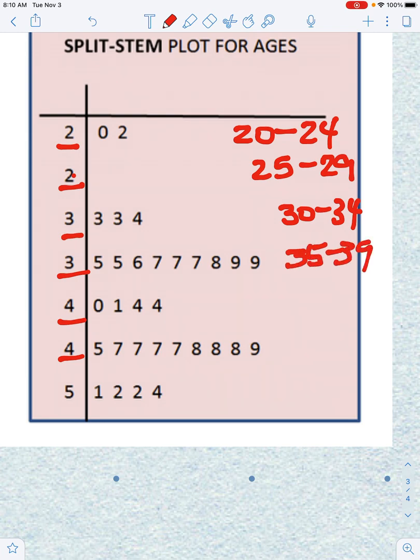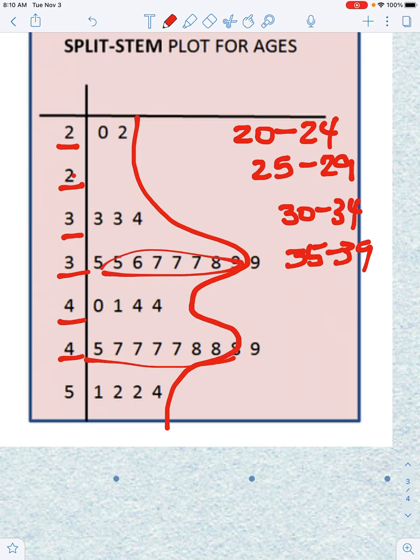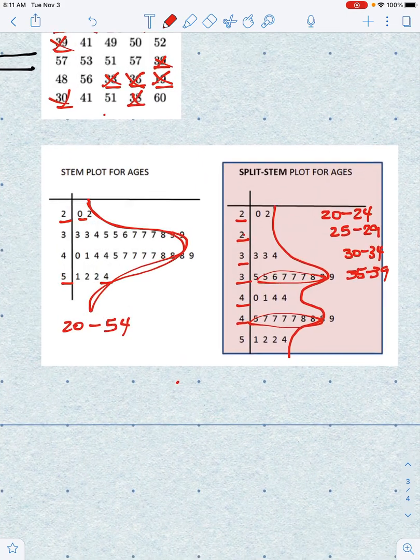Now, in doing that, we can now see that our data actually has a double center. Yes, there's two, we almost call it bimodal, because there are two areas where they're very popular values to have, 35 to 39 and 45 to 49. So this helps us summarize the data, and it leads us to different conclusions because the split stem and leaf graph allows us to see greater detail in my data.